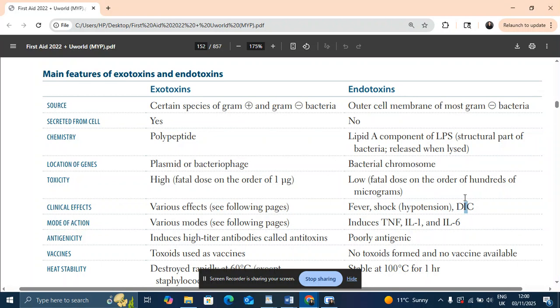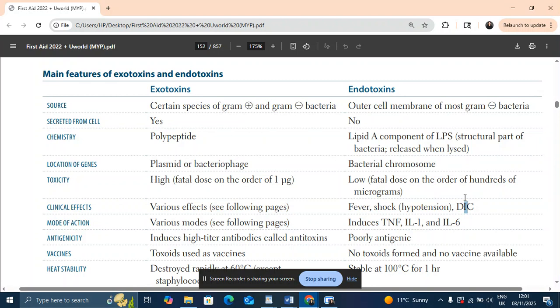What is the composition or chemistry of exotoxins and endotoxins? Exotoxins are made of polypeptide, they are protein in composition, while endotoxins are lipopolysaccharide, they have lipid and carbohydrate components. LPS is lipopolysaccharide, lipo is lipid, and polysaccharide is carbohydrate. And lipid A is the component of lipopolysaccharide, which is endotoxin. So lipid A is the virulence factor, the factor that works in endotoxin. You should know this.